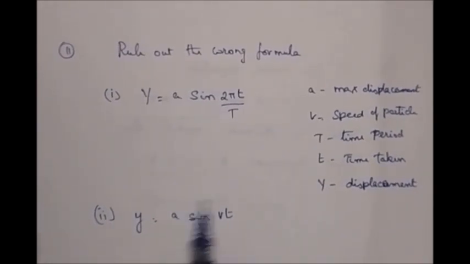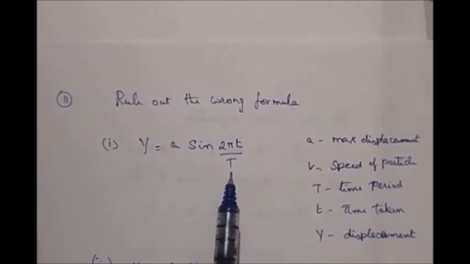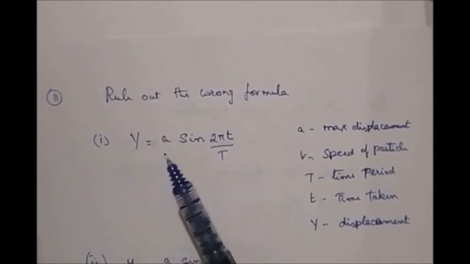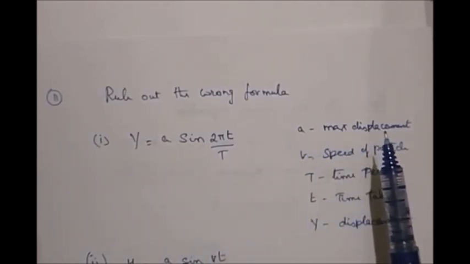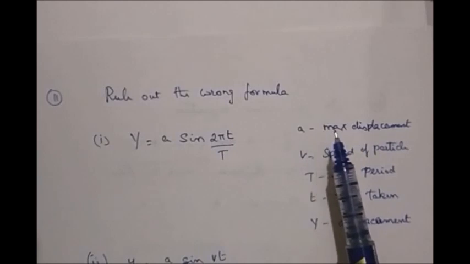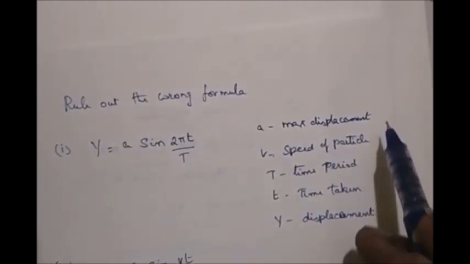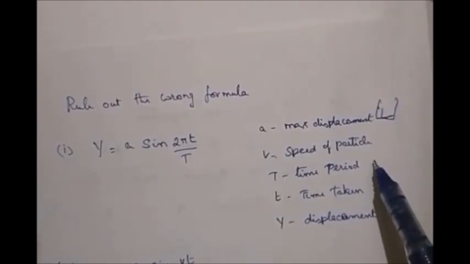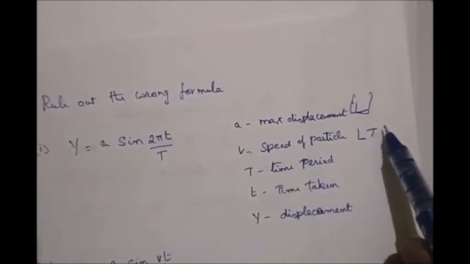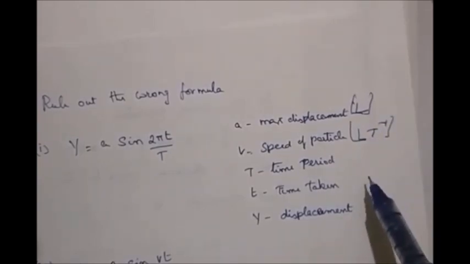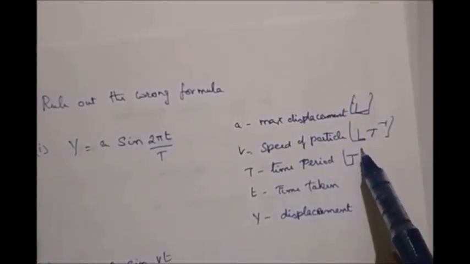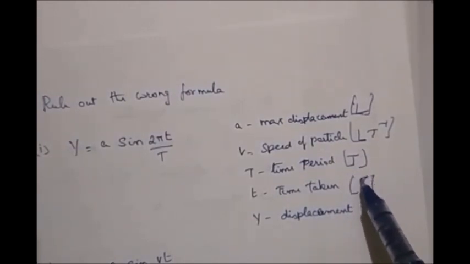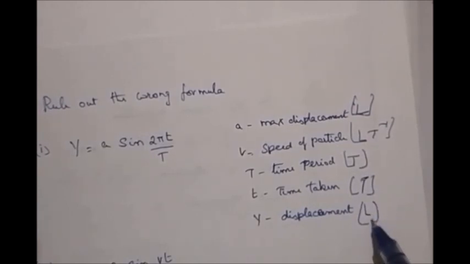The first formula is y equals a sine of 2 pi into small t upon capital T, and all the terms are given here. This A is the maximum displacement, otherwise called the amplitude. This will have the dimension L itself. Velocity of the particle, we already know, has the dimension LT minus 1. T is just the time period here, and displacement will be L here.